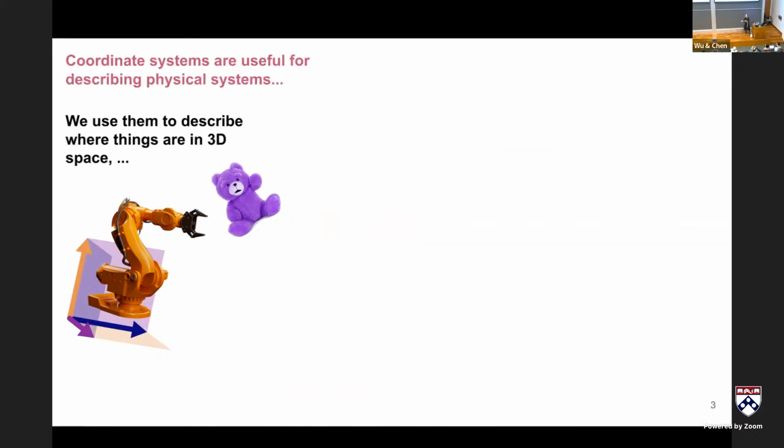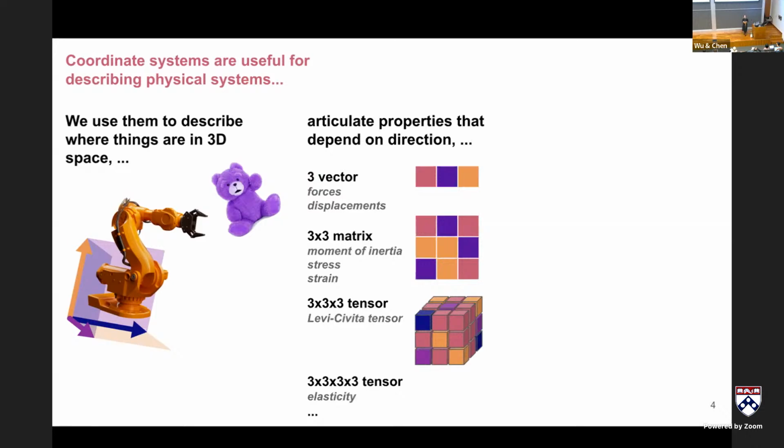Okay, so hopefully this is a non-controversial statement that coordinate systems are useful for describing physical systems. We use them to describe where things are in 3D space and how they're oriented, such as this robot arm and maybe a teddy bear that we would like to grab. We also use coordinate systems to articulate directional properties of physical systems. These could be things like vectors, which are forces or displacements, 3x3 matrices, such as moment of inertia tensors, stress-strain tensors, 3x3 tensors. The only one I could easily come up with is the Levi-Civita tensor, which encodes basically cross products and anti-symmetry, and even higher-ranked tensors like elasticity tensors. So tensors use coordinate systems to articulate directionality.